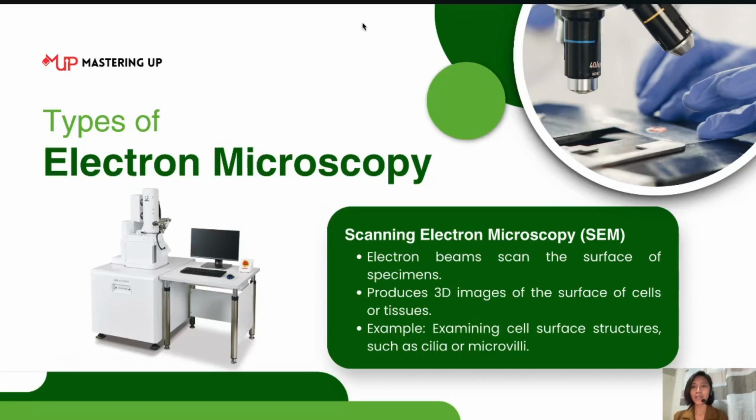Scanning electron microscope, or SEM. SEM is different. It doesn't look inside the cells, it scans the surface. This creates 3D images of the cell surface, helping scientists study things like cilia, microvilli, or even bacteria. SEM helps us see the outside of cells in much greater detail than light microscopes can.